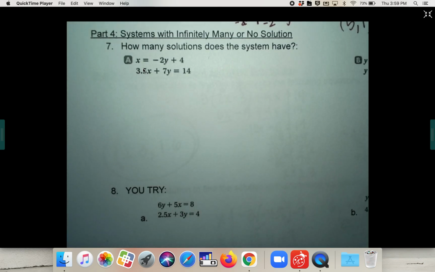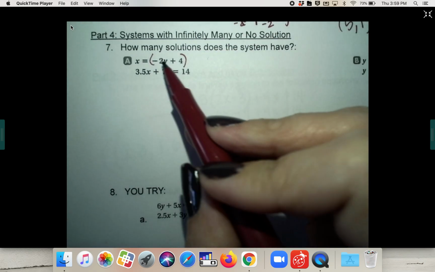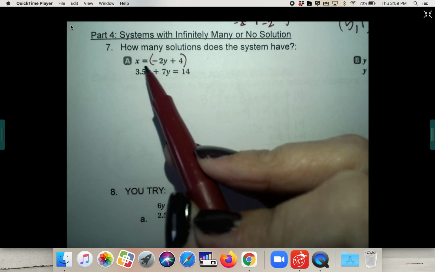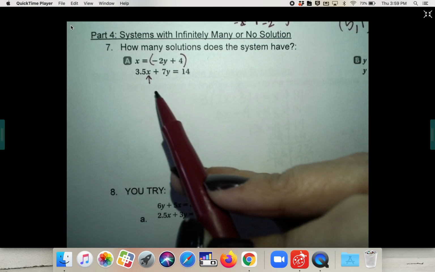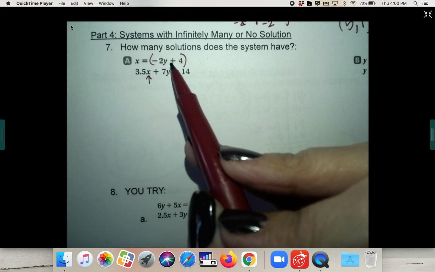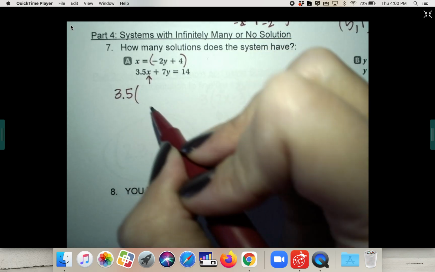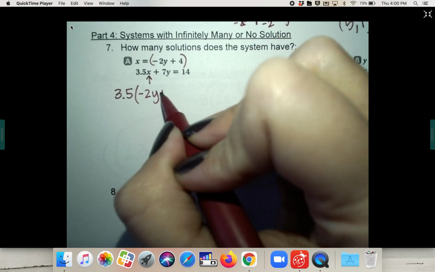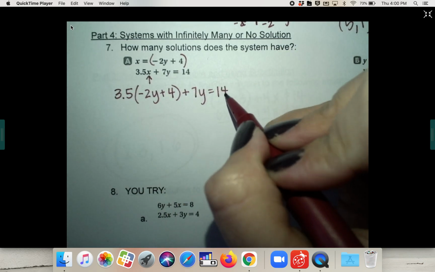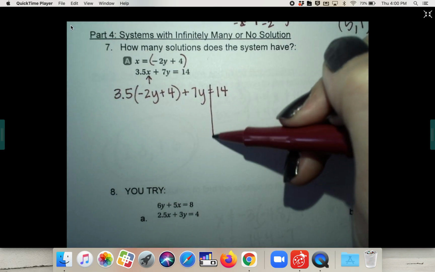Luckily for us, problem A already has x by itself. Once a variable is by itself, you're going to grab what it equals and substitute it in for that letter. So if x equals this, I'm putting it in for x. So I'm going to rewrite the second equation, but instead of x, I'm going to write negative 2y plus 4. So here we go. 3.5 not x, times negative 2y plus 4 plus 7y equals 14. I'm using this whole second equation. And now I'm only missing y and y, so that means I will be able to get an answer.